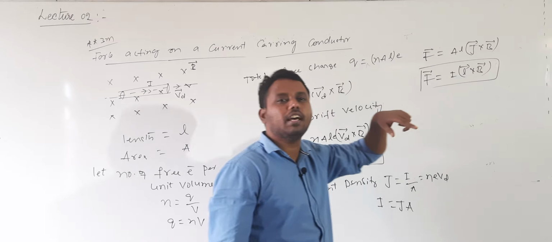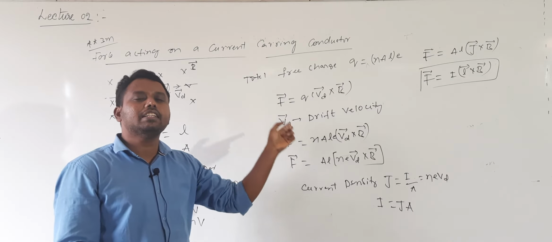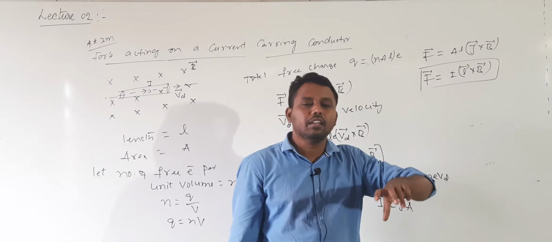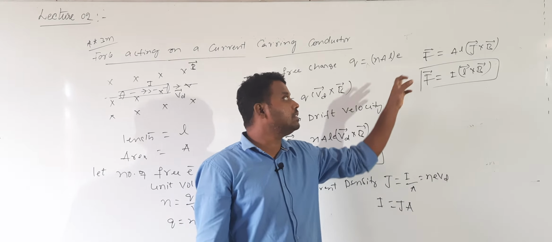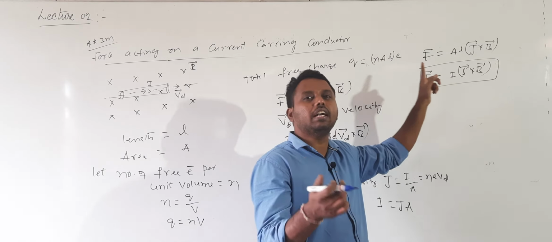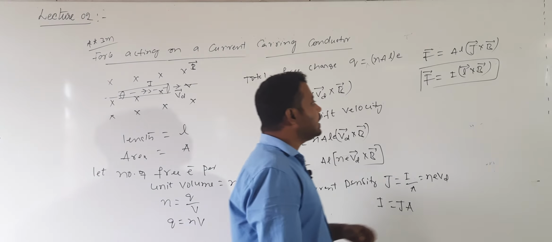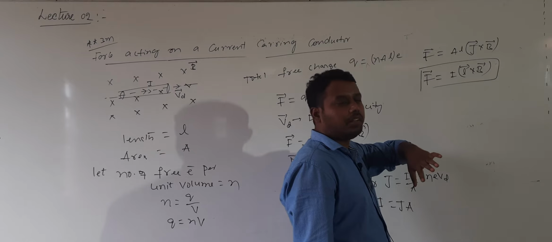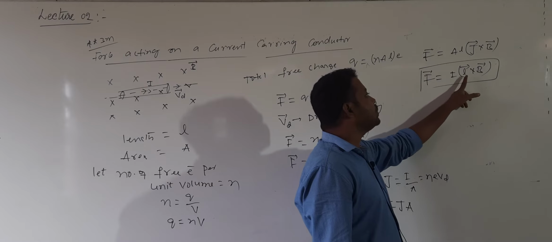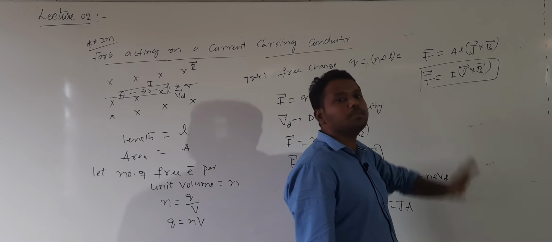Generally length we consider as a scalar, but here we will consider L bar as a vector. What is L bar? L bar is the length element, and the direction of L bar will be the same as the direction of I. Though current has both magnitude and direction, it does not obey the laws of vector addition. So current is a scalar quantity. You cannot assign direction to current. That's why the direction is transferred to L bar. So F bar is equal to I into L bar cross B bar.